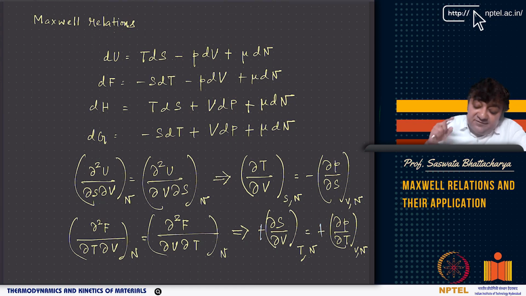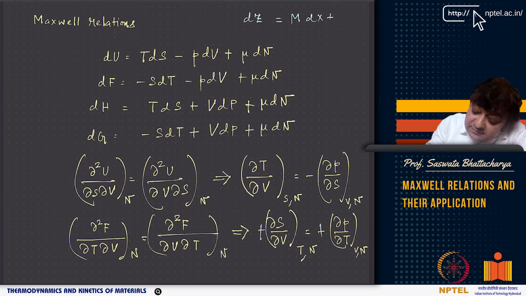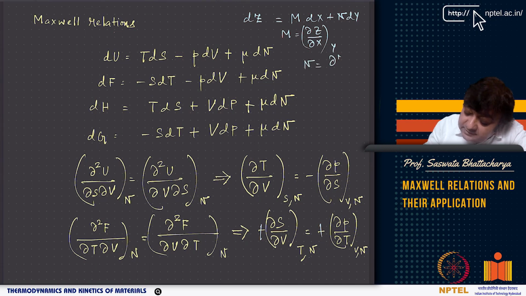Now comes one very important consequence of exact differential. These are called Maxwell relations. Now, if you remember, we discussed already that dz, if it is an exact differential, is M dx plus N dy, where M is basically del z del x, and if I am using partial derivative, it implies del z del x at constant y, and N equals del z del y at constant x.